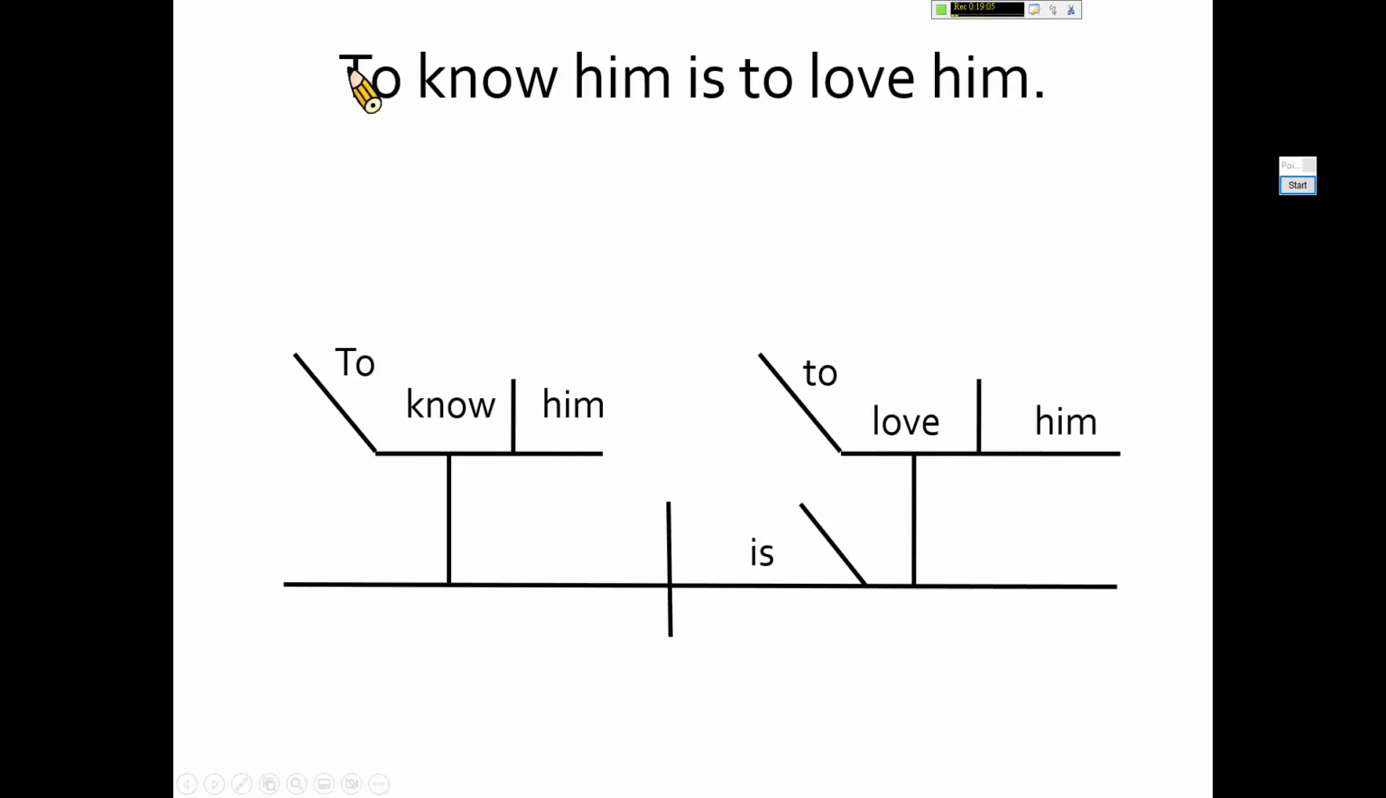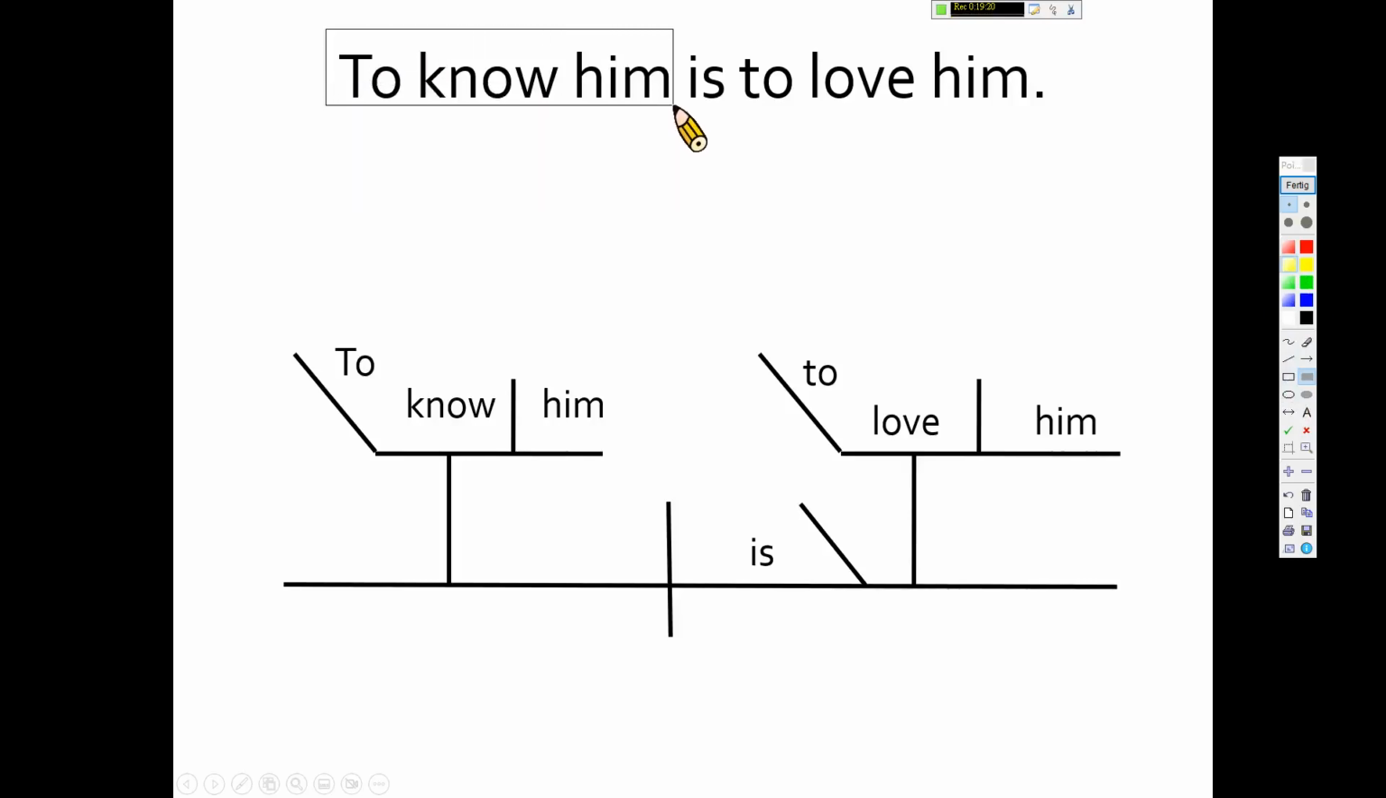Okay, so let's look here. This is very simple. And just to tell you, there are a lot of variations of sentence drawing, but the rationale is always the same. For example, this one: to know him. To know him is an infinitive phrase as a noun, right? Is to love him, another noun, another infinitive phrase. It is also a noun. So the subject is a subject complement.